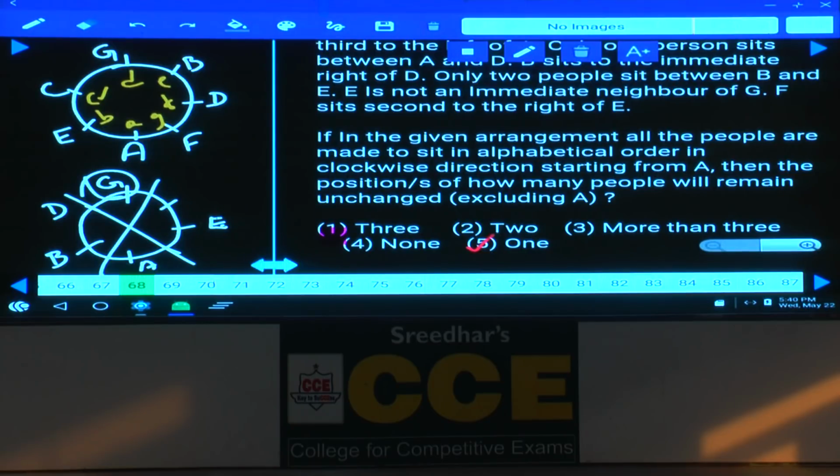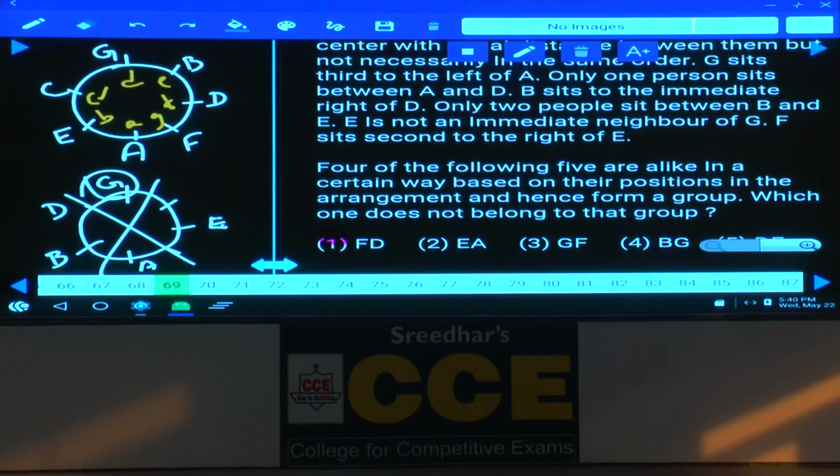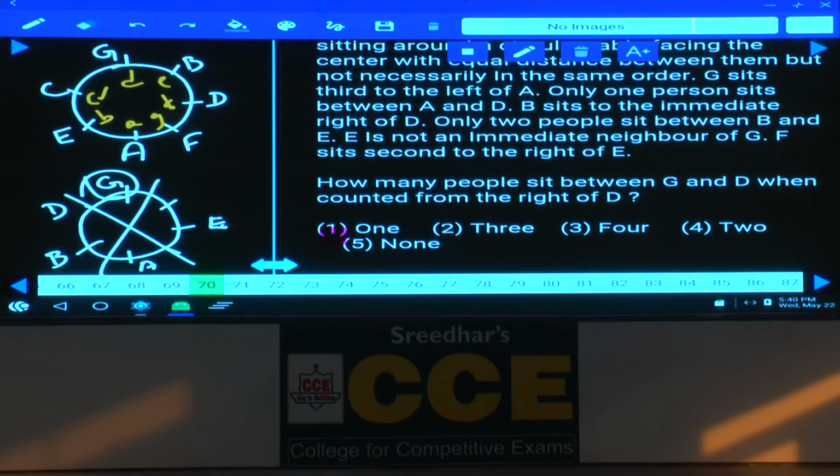Then next one, 69. Four out of the following 5 are the same, and one is an odd man out. Which one does not belong to that group? F and D. Now E and A are adjacent, G and F are not adjacent, B and G adjacent, D and F adjacent. Except G and F, the remaining persons are adjacent to each other, and it is given in choice 3. Then question number 70. How many people sit between G and D when counted from the right of D? Right of D, in between G and D, how many persons? There is only one person, that is choice 1.